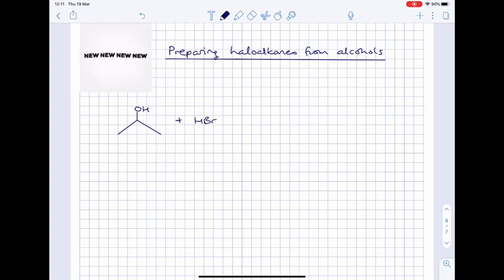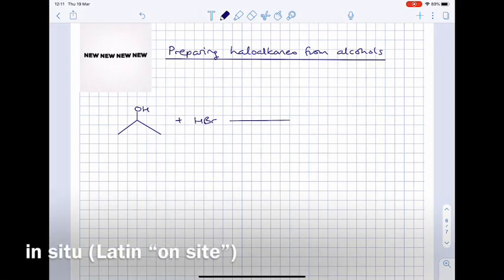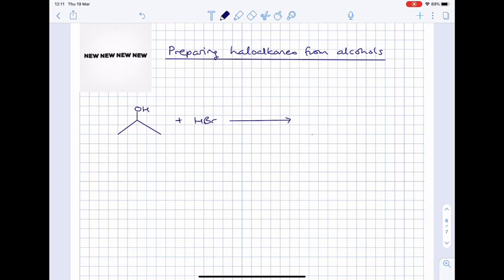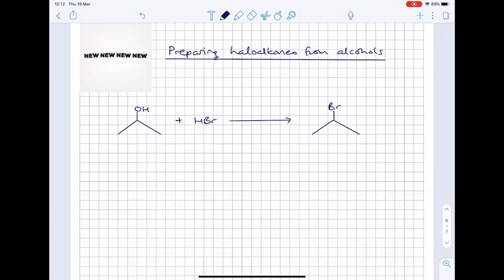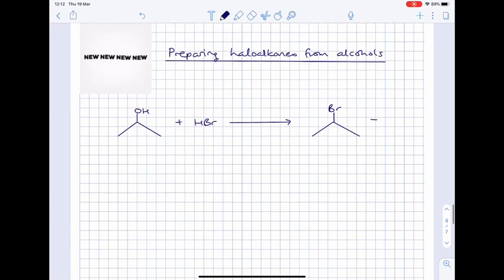Now this hydrogen bromide, we don't just add to the alcohol, we actually make it what we call in situ. I'll talk about that in a moment. And we get substitution. We substitute the hydroxyl group with the halogen, so we have a halogen here. This OH will then combine with the H here to give us water, to balance the equation. So that's really the reaction.